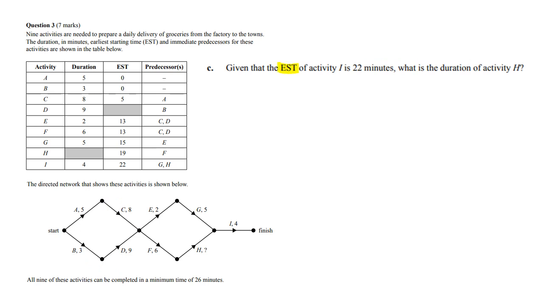If we're given EST of I is 22, what is the duration of activity H? Well, let's think about it. We know we've got to go this top path, which is 13 because it's longer than the 12. So it's 13 to get to here. It's 22 to get to there. We're going via H, obviously. So going this way, it's going to be 5 plus 8 plus 6 for the F, which is 19. So 19 plus the H equals 22. So therefore, H equals 3 minutes.